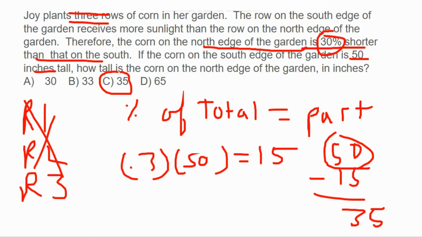One thing to notice is, look at D here. They added 15 to it. So that's kind of a way that they're going to try to trick people. But if the north edge is shorter than 50, you know that can't be it. So it is 35.